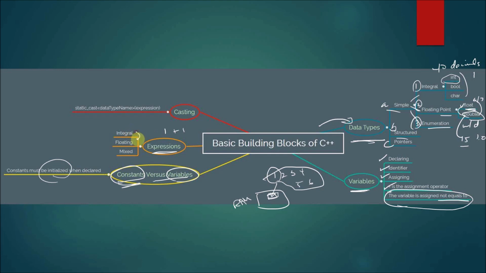There are three different types: integral, floating, and mixed. An integral expression, like our data types, simply means that all the operands are integers. These are operands, and this is the operator. In a floating expression, all the operands are floating points. And in a mixed expression, you have one that's integral and one that's floating.